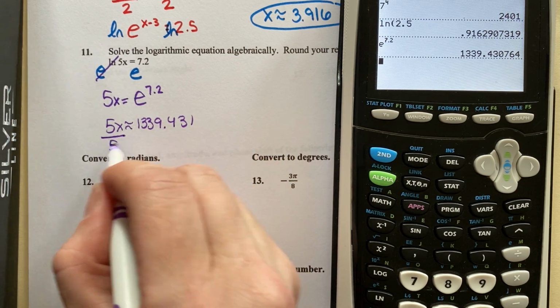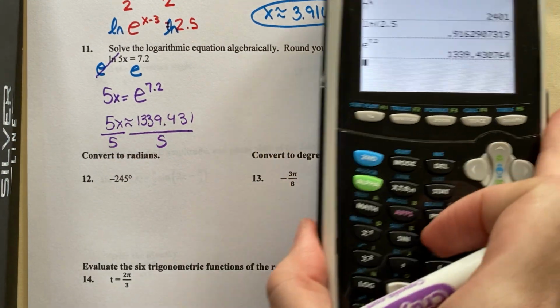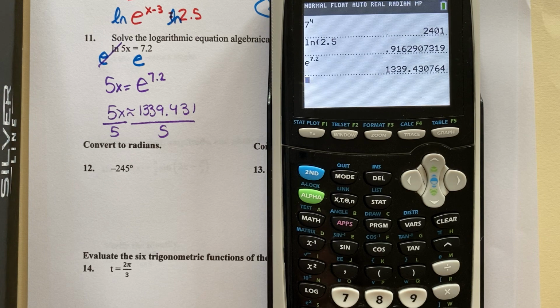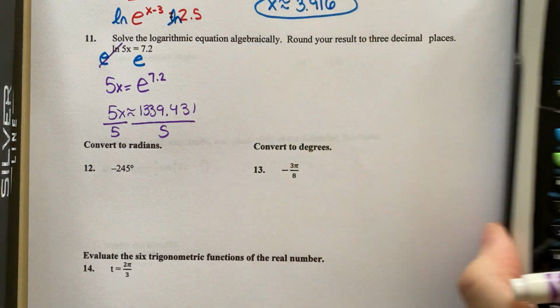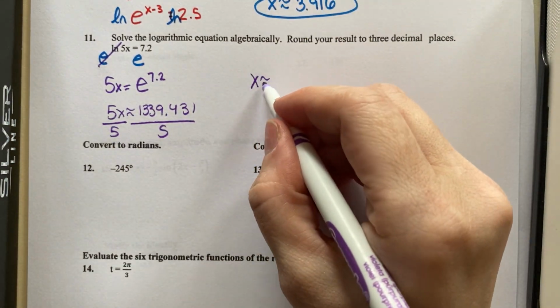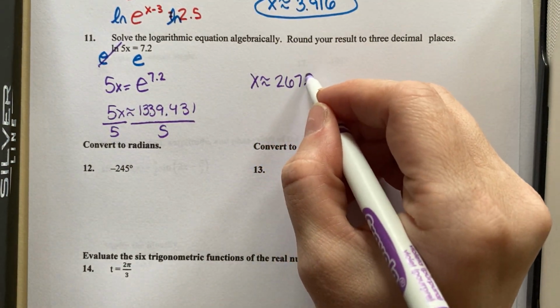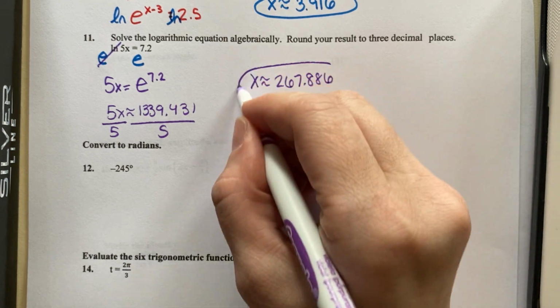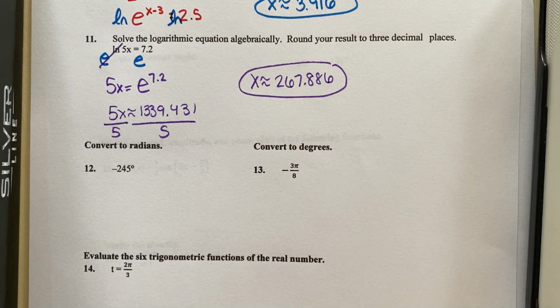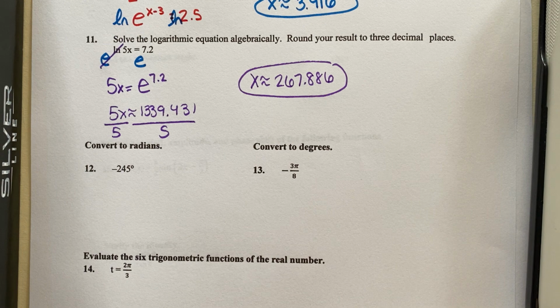But last thing I'm going to do, I'm going to leave that decimal right in my calculator. I have to divide that by 5. So divide by 5, and we get 267.886. Okay, so that concludes part 1 of your final exam review.